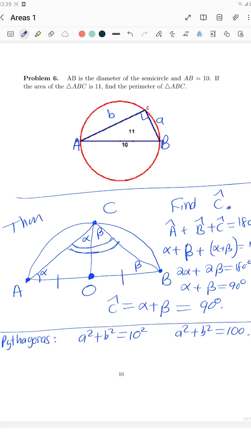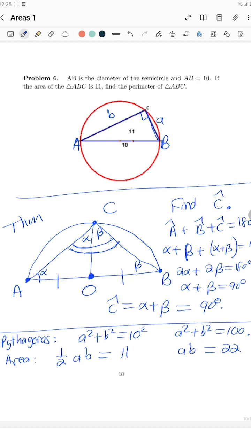We also are told that the area of the triangle is 11. So using the area, I know that because it's a right angle triangle, the area of the triangle will be a half AB, and that's equal to 11. So if we double this up, we get that AB is equal to 22.